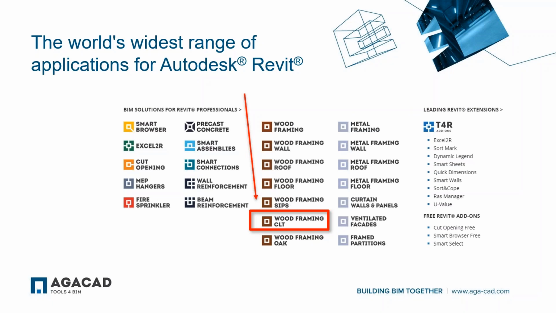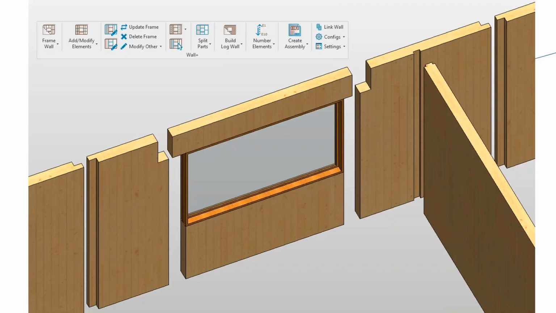We have developed the widest range of true BIM software in the world for Revit's professionals, covering wood and metal framing, precast concrete design, and MEP system design. Today I'm going to talk about our BIM solutions called Wood Framing CLT. It's for creating cross-laminated timber floor, roof, and wall panels of any shape or complexity. Connectors, cuts, and supports, as well as other details, can be distributed based on predefined rules or connection types.